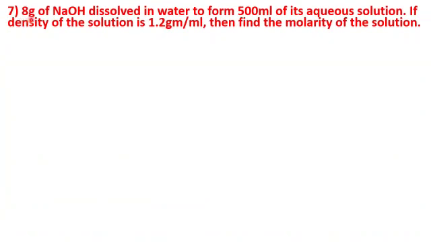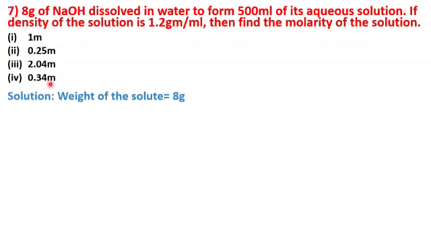Seventh question. 8 gram of NaOH is dissolved in water to form 500 ml of its aqueous solution. If the density of the solution is 1.2 gram per milliliter, then find the molarity of the solution. Options are: first one is 1 molar, second one is 0.25 molar, third one is 2.04 molar, fourth one is 0.34 molar. Let us see the solution.